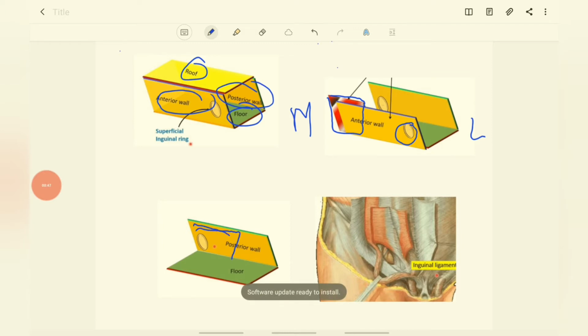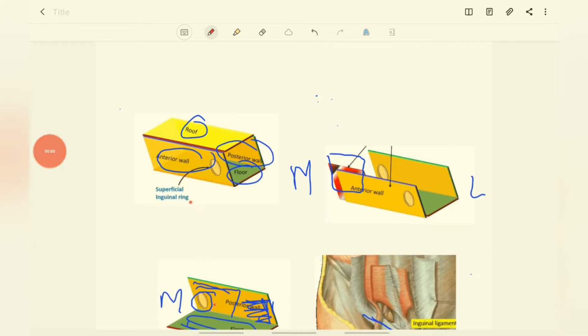And here on the medial side, we can see the deep inguinal ring. This portion, which is the medial portion of the posterior wall, is made of the conjoint tendon, which is formed by the fusion of the transverse abdominis muscle and internal oblique muscle. On the floor, we can see the inguinal ligament, like here.